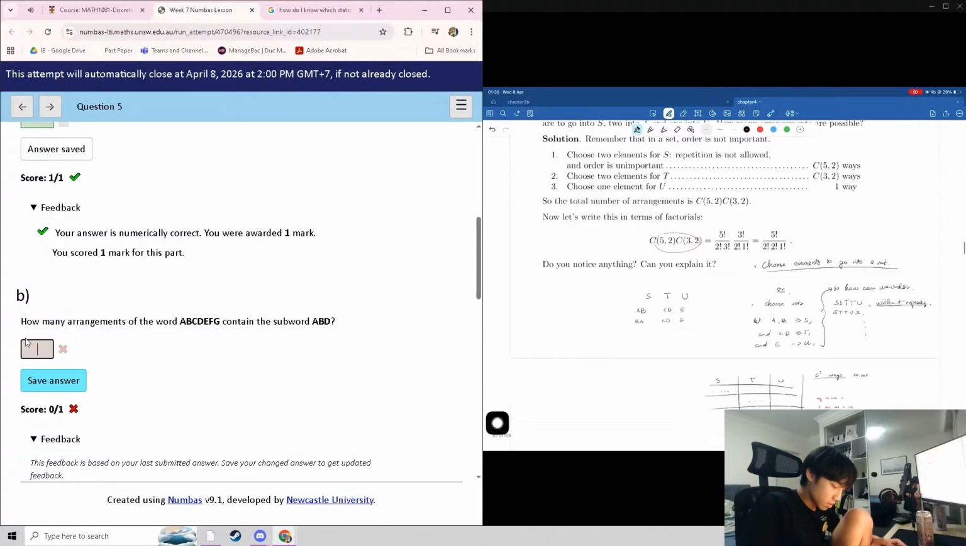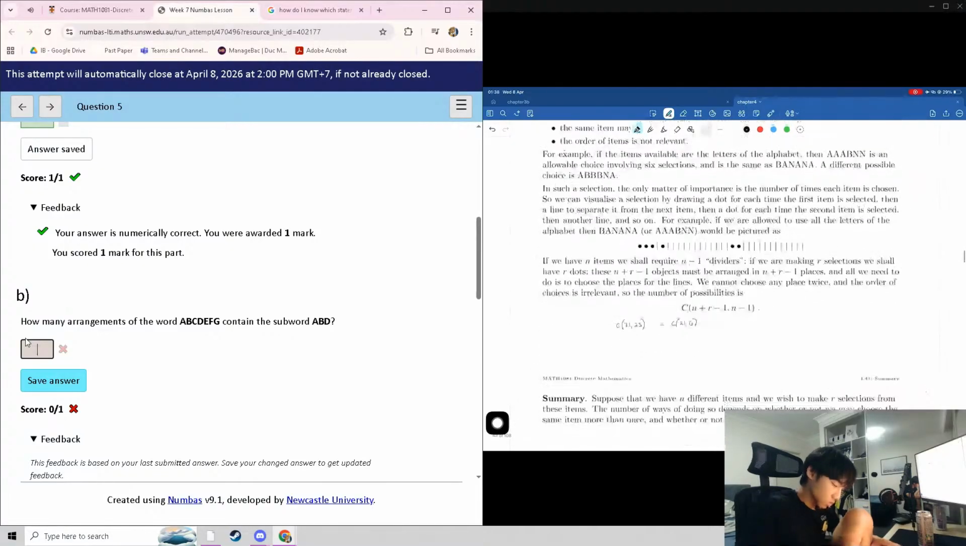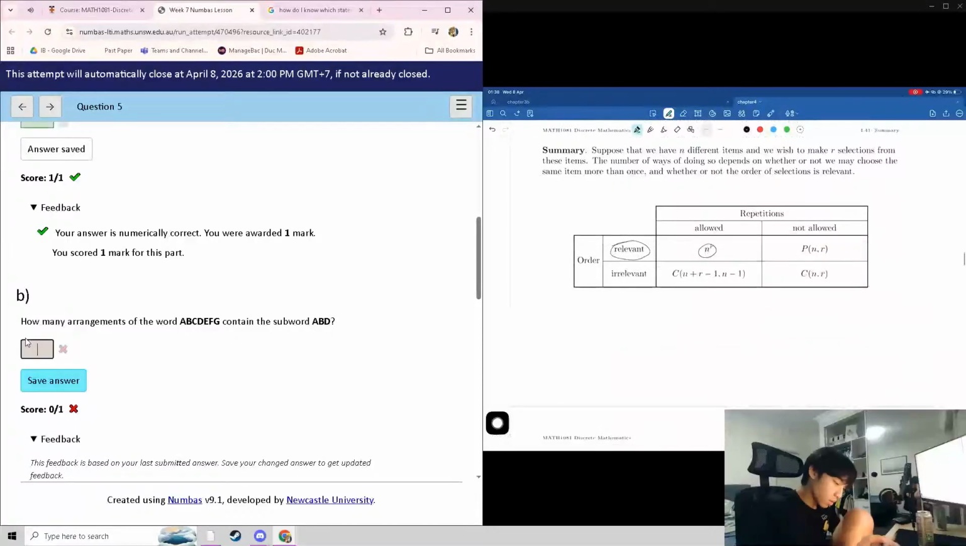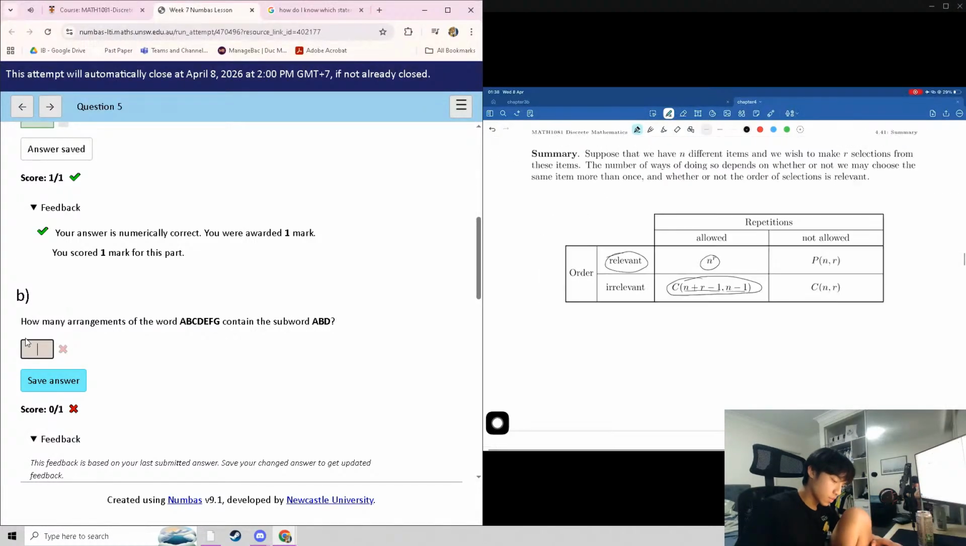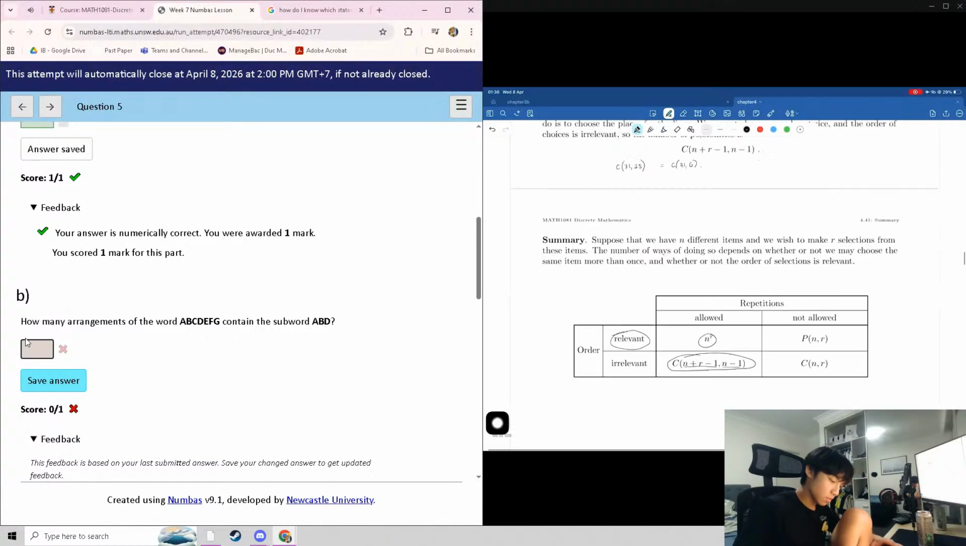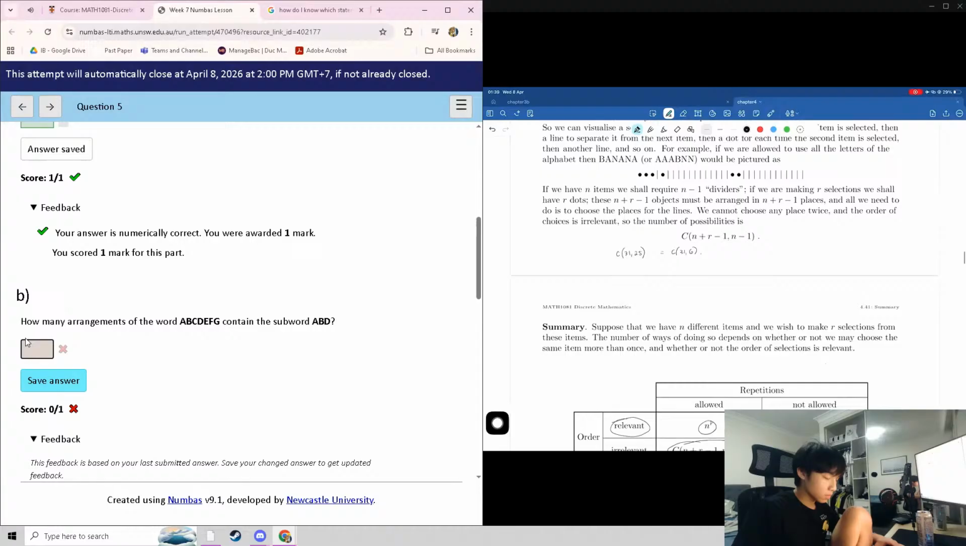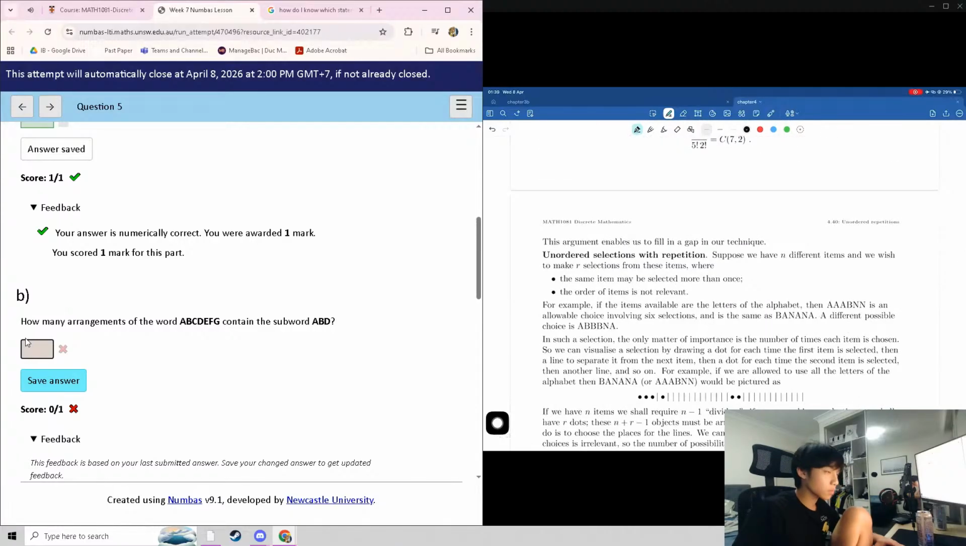Repetitions are allowed, and order is not relevant. M plus R minus 1 and N minus 1. So yeah, unordered with repetition, right?